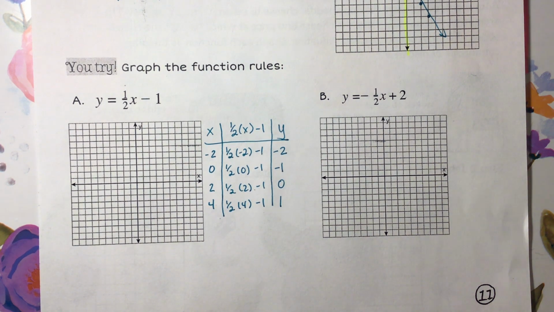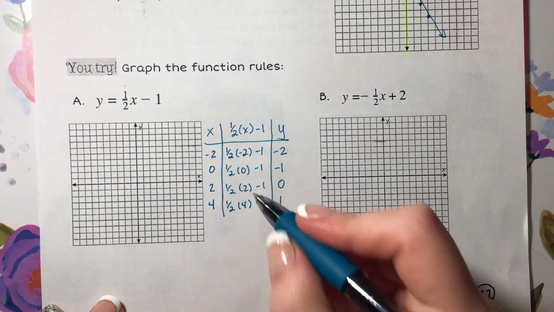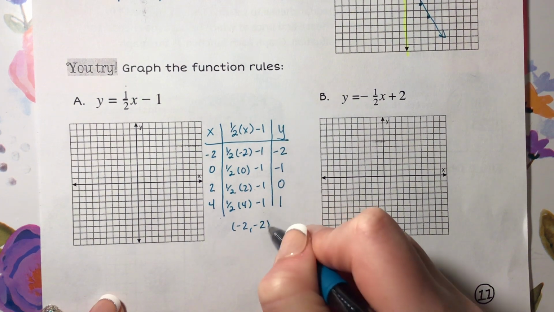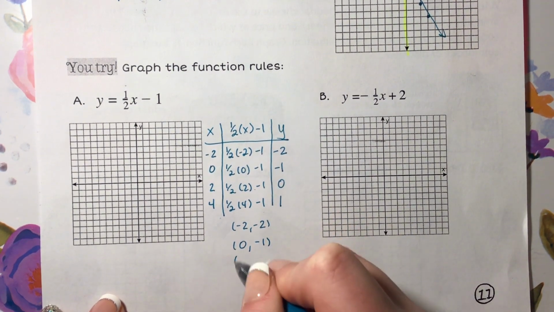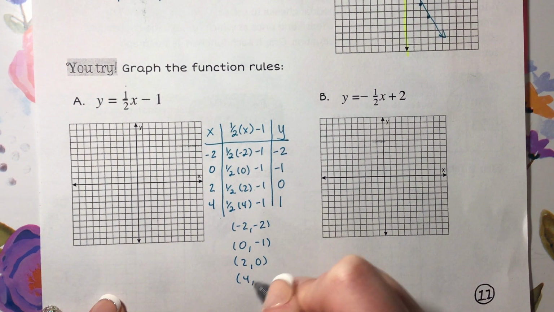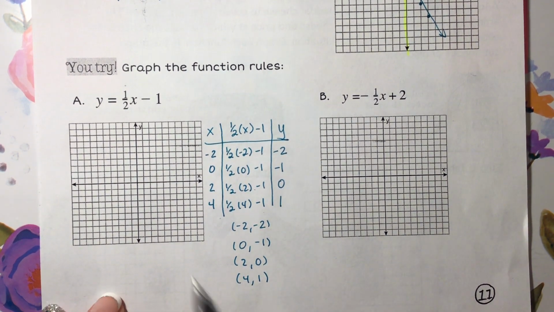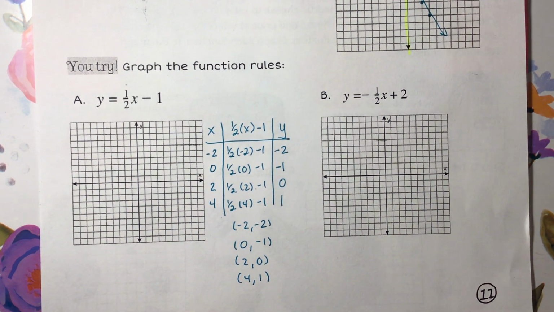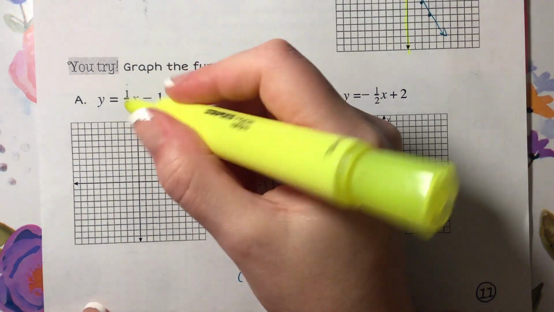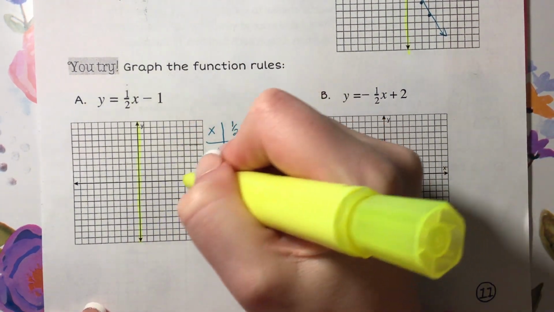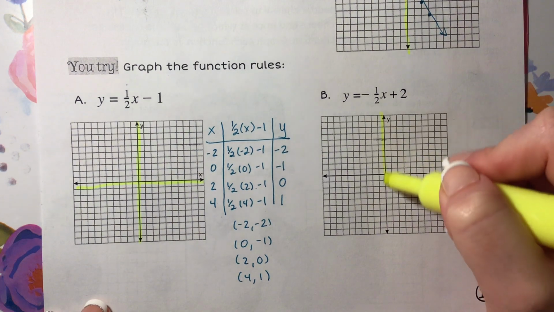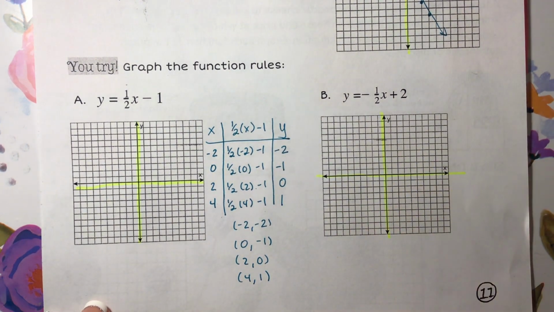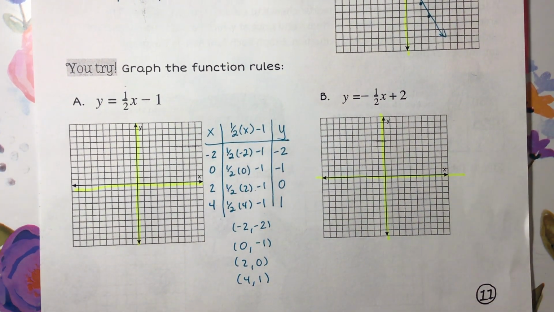I'm going to write the coordinates out to the side again just so you can see them. So I've got -2, -2, 0, -1, 2, 0, and 4, 1. Now I'm going to put that on my coordinate plane, and I need to highlight the axes again so we can see them. And now we are ready to plot our coordinates.